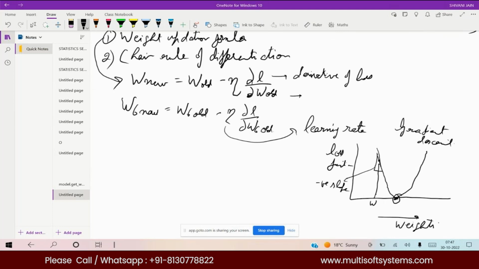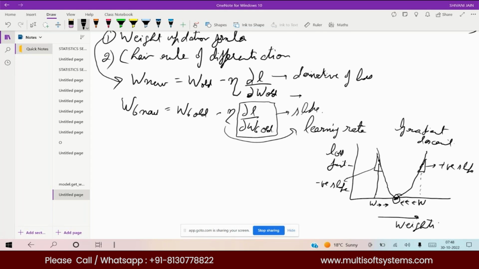And here is your weight value. If your current weight value is here, then obviously you have to increase your weight to reach the global minima, right? If your weight value is somewhere here, in that case the slope is positive slope. Here is your weight value, and here you have to decrease your weight to reach the global minima, right? This whole term is called the slope.